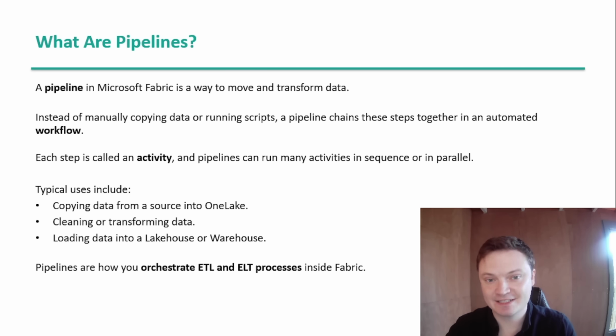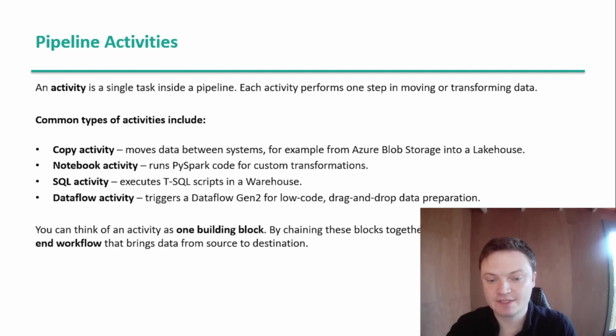Pipeline activities. An activity is a single task inside a pipeline. Each activity performs one step in moving or transforming data. Common types of activities include a copy activity, which moves data between systems, for example from Azure Blob Storage into a lakehouse. A notebook activity, which can run PySpark code for custom transformations. A SQL activity, which executes T-SQL scripts inside a warehouse, such as running a stored procedure. A dataflow activity, which triggers a Dataflow Gen2 for low-code drag and drop preparation.